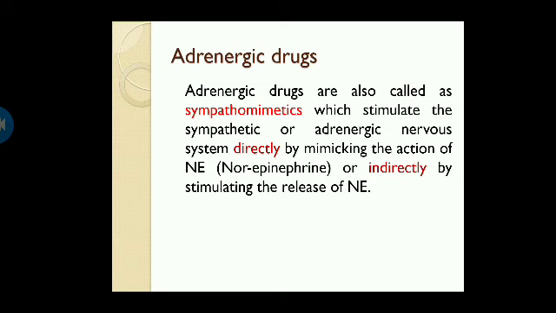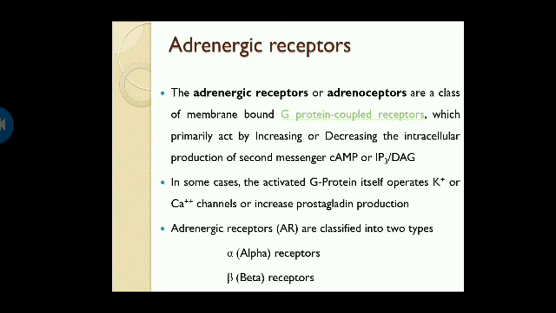So what is the main use of these drugs? They stimulate the sympathetic or adrenergic nervous system directly or indirectly. Directly means by mimicking the action of norepinephrine. Mimicking the action of norepinephrine. Or indirectly, how? By stimulating the release of norepinephrine. Only two points are important here: one is mimicking the action of norepinephrine, and another is stimulating the release of norepinephrine indirectly. These are the two meanings. Now coming to adrenergic receptors.